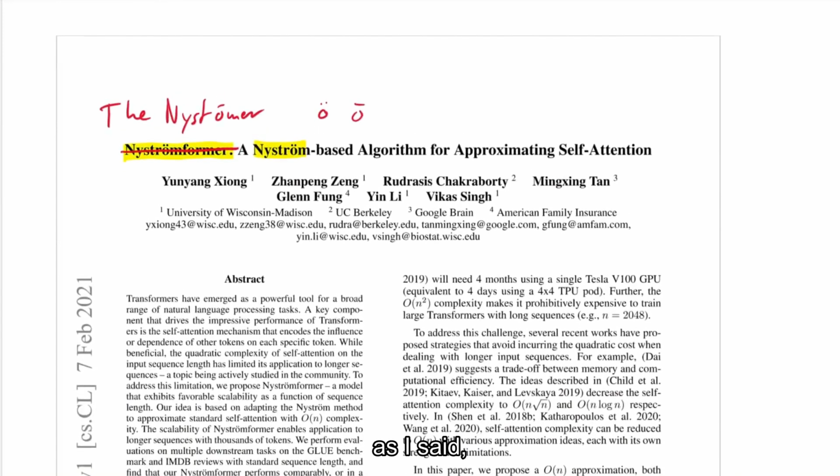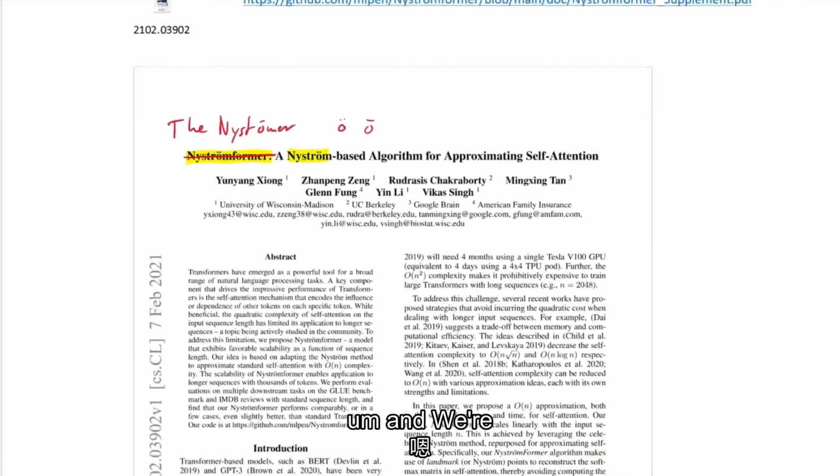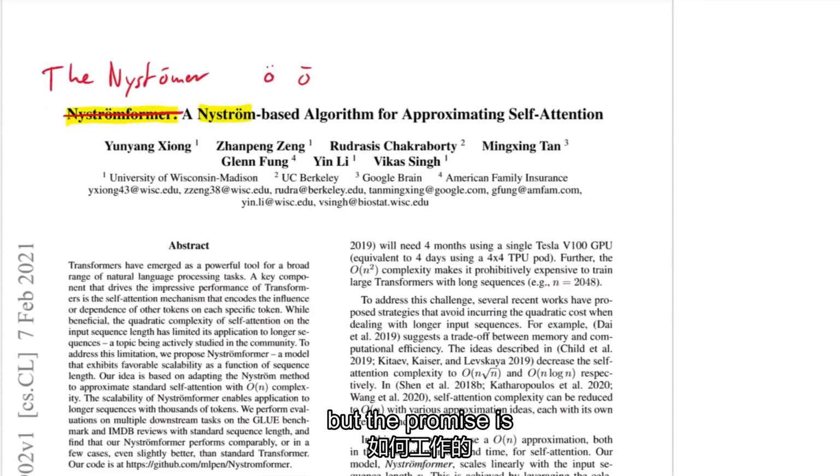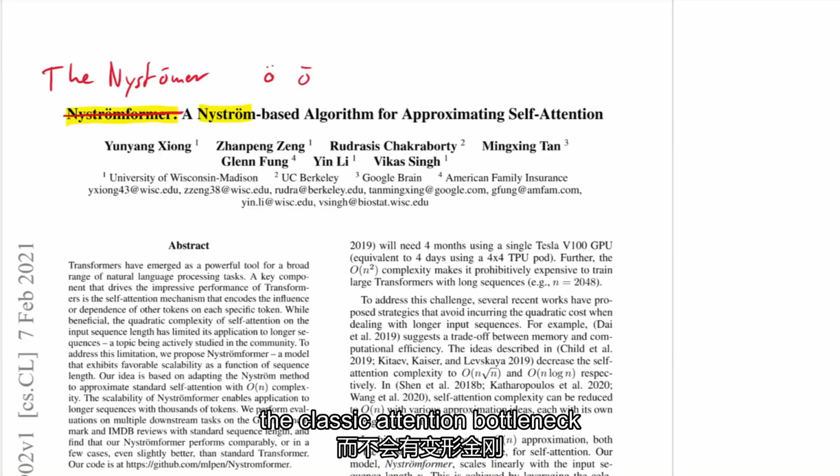In any case, as I said, this is an approximation to the self-attention matrix. The Nyström method basically takes a subset of rows and columns, of keys and queries in this case, and approximates the full matrix by just using this subset. And we're going to look at how this works. But the promise is that you can scale transformers to much longer sequences without having the classic attention bottleneck that you'd have in transformers. And the results so far are pretty good for this model, though results in single papers.